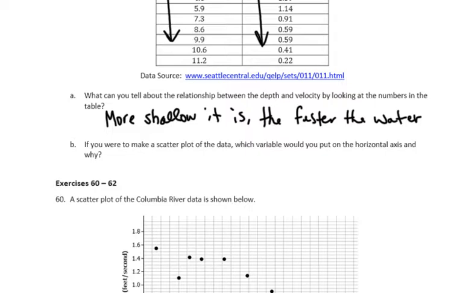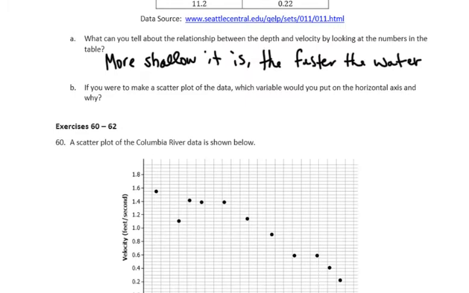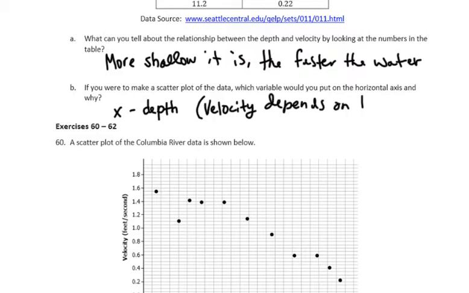If you were to make a scatter plot of the data, which variable would you put on the horizontal axis and y? On the horizontal axis is the x. I would put the depth, because the velocity depends on the depth. So the velocity would have to be the y.